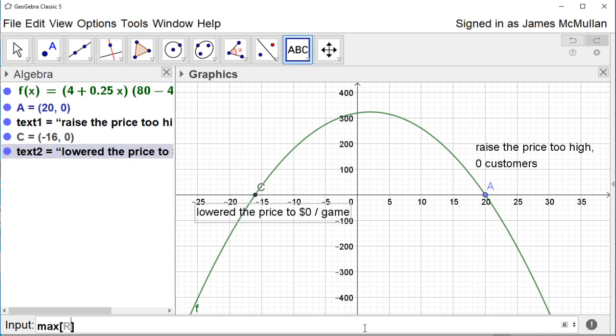So if we find the max of f between -16 and 20, it comes up with this. The idea would be he should raise the price twice, and he will end up making $324 a day, which is slightly better than the $320 he currently makes, right? So this is the idea behind a graph of this nature.